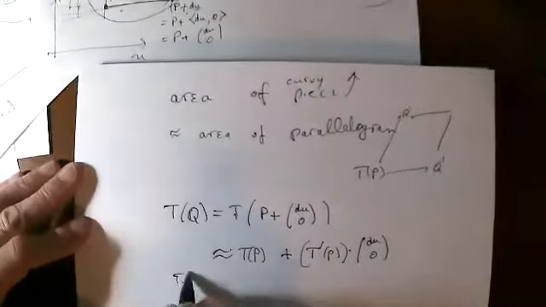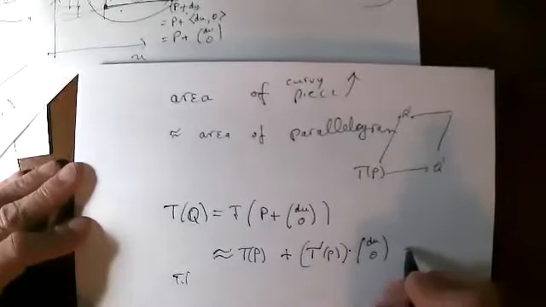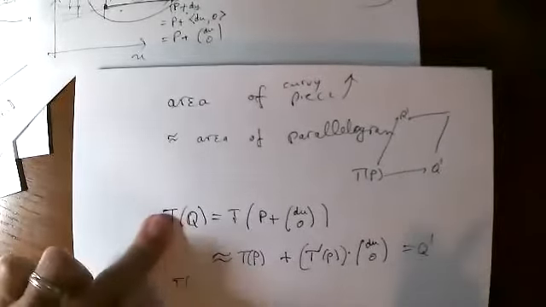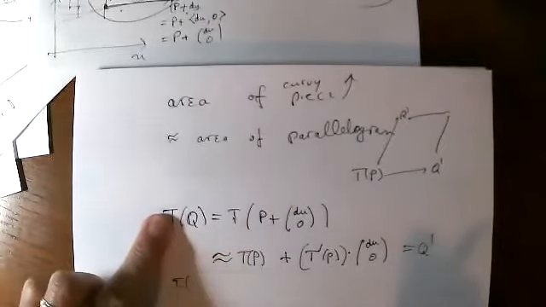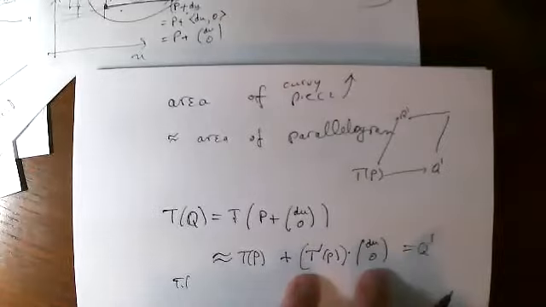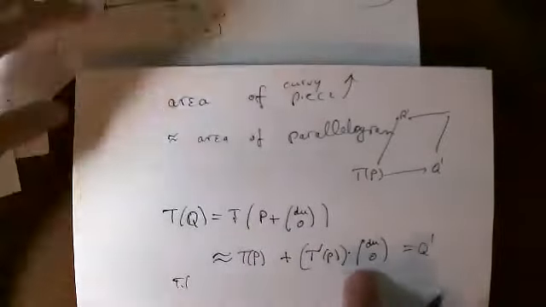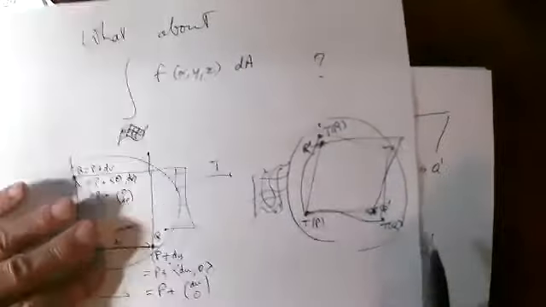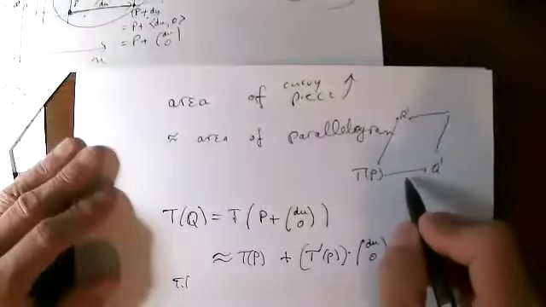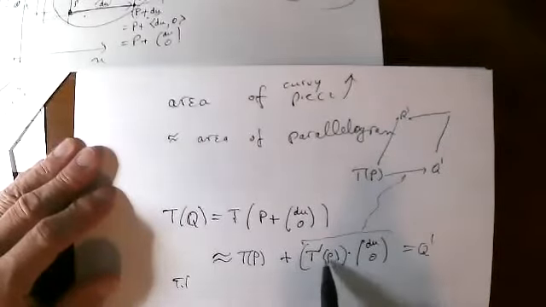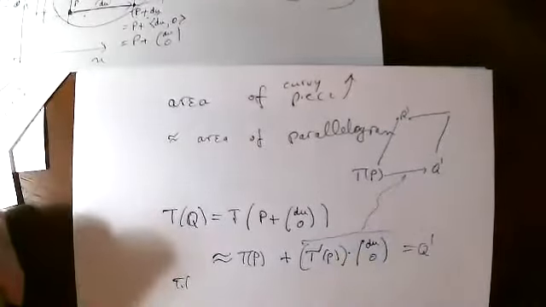This is the thing that I'm calling Q prime here. Q prime is my estimate for the actual position of where Q gets sent. And it is exactly where T(P) is plus a small displacement vector. So this is the little vector that runs along the bottom edge of this parallelogram. This vector right here is what you get by multiplying this matrix times that vector.